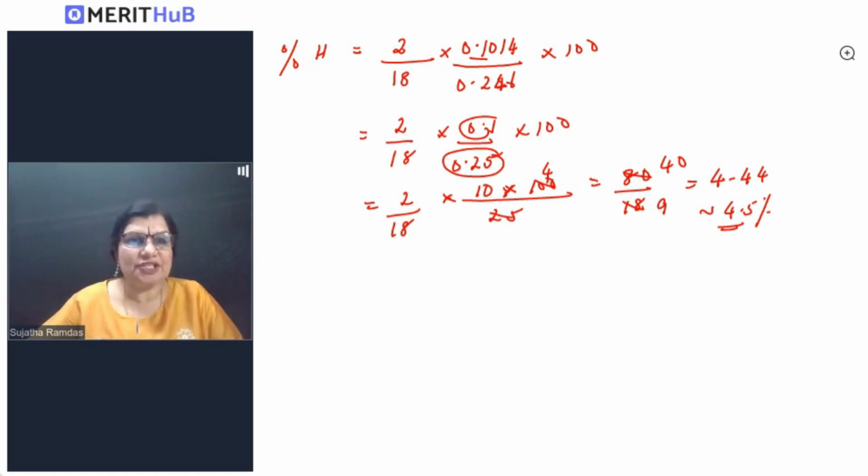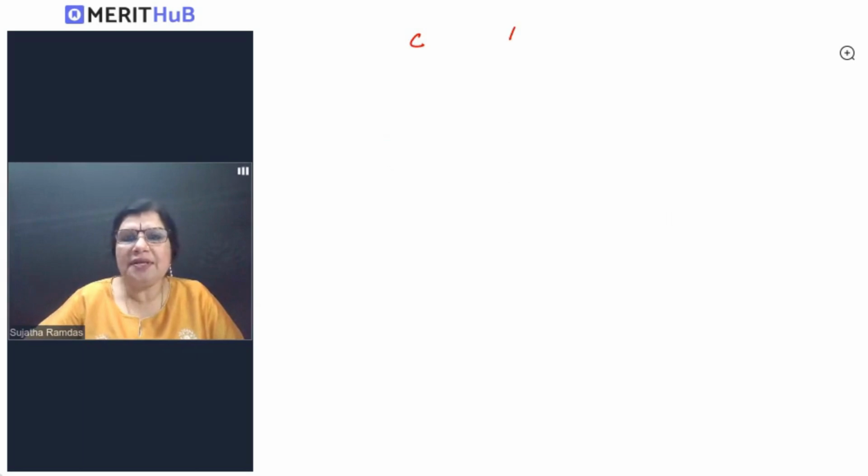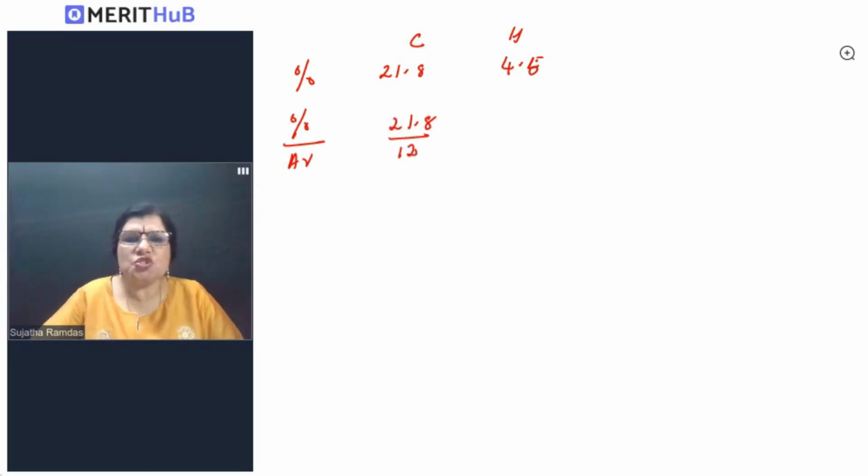So now we have the percentages of carbon and hydrogen. How do we proceed beyond this? Next, we've got carbon, hydrogen, percentage. Percentage of carbon is 21.8. Percentage of hydrogen was 4.5% approximately. Let's now convert percentage to relative number of atoms, which is percentage by the atomic mass. So 21.8 by 12 and this is 4.5 by 1.